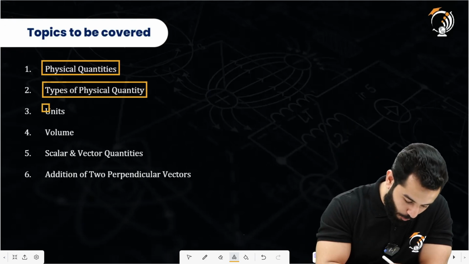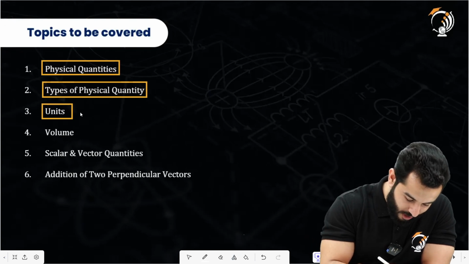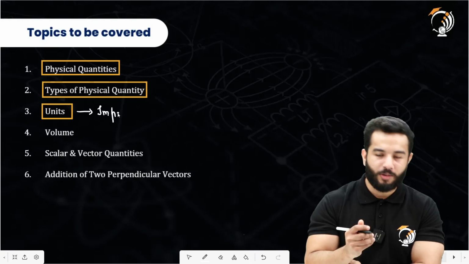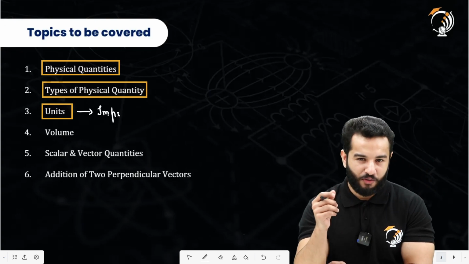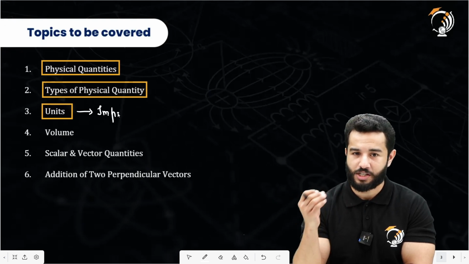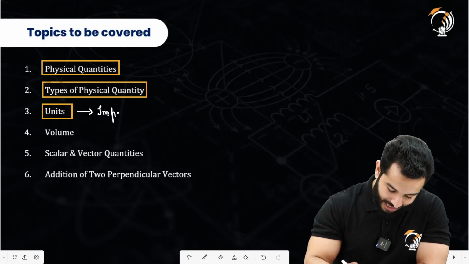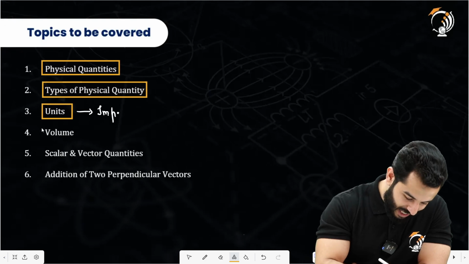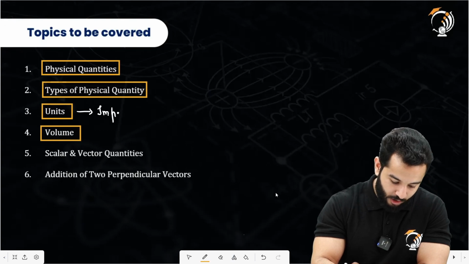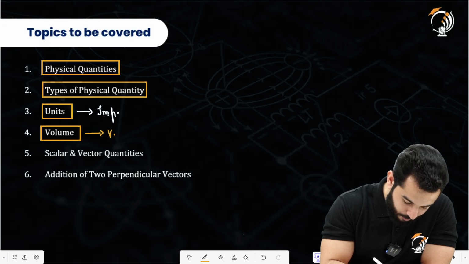Then after that, we are going to talk about types of physical quantity, and then the next topic is actually quite important. And from this, you get a lot of questions. So this is going to be really important for you, and we need to remember units in different systems, right? So we are going to talk about different system of units like SI system, CGS system, FPS system. So you need to remember all of those things. The next topic is going to be even more important. So volume is actually one of the most important topic from this chapter. So this is going to be very important.